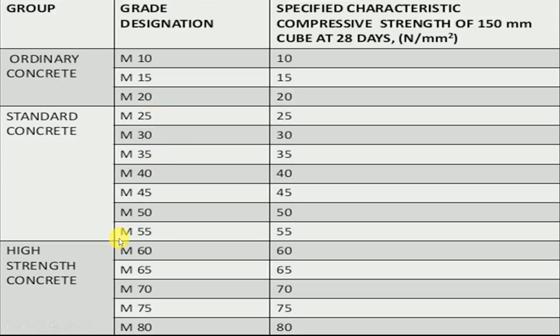And high strength concrete is from M60 to M80. Okay, and high strength concretes are used in heavy structures which are projected to carry heavy loads nowadays.